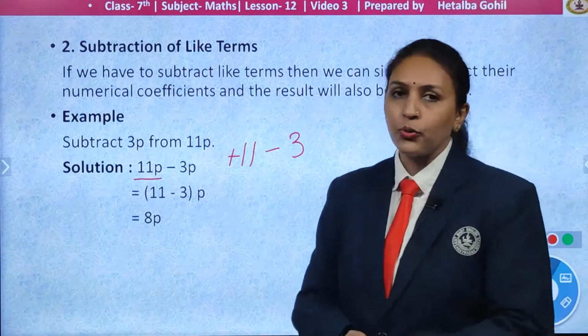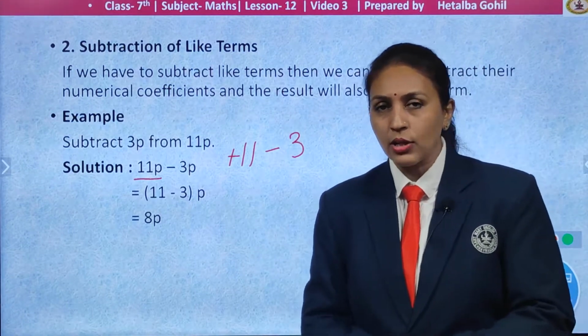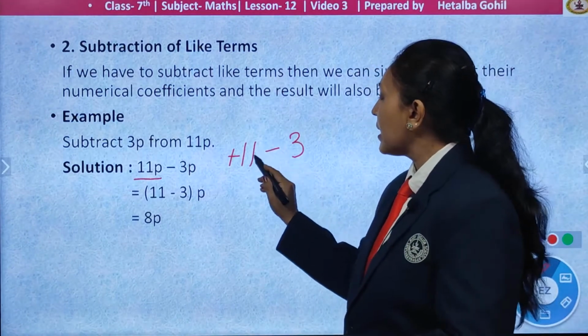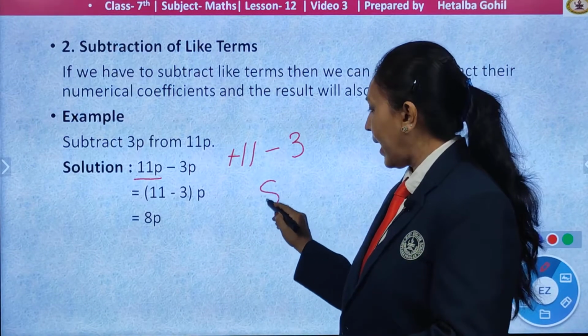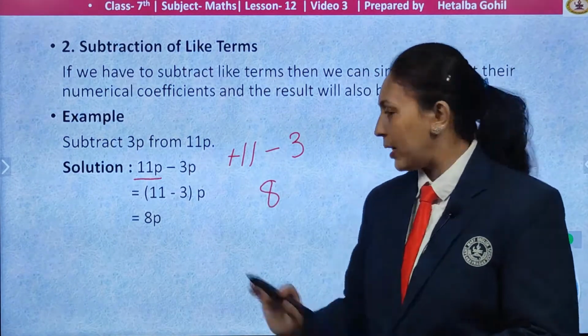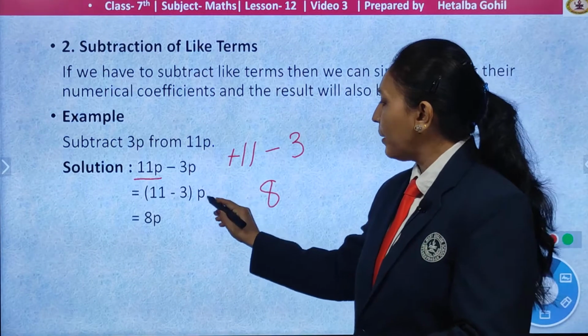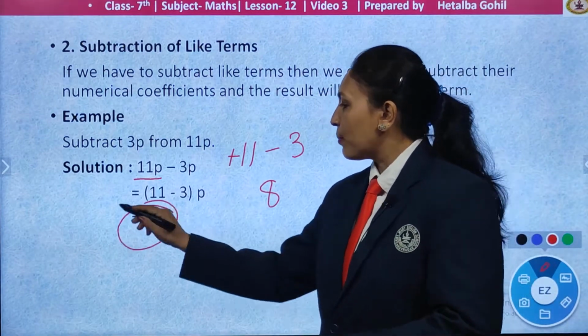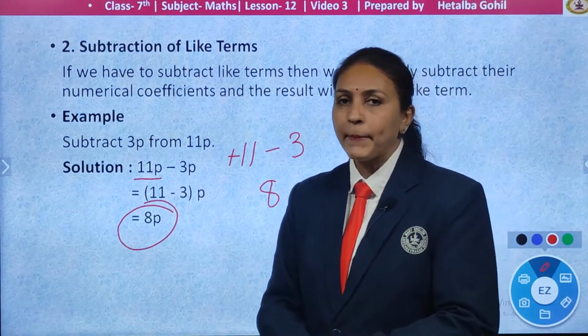Here, children, we need to apply the rules of integers also. So plus minus, the numbers we get 8, and the sign of the greater number 11. That means 8 only, and p remains the same here. So my answer here will be 8p.